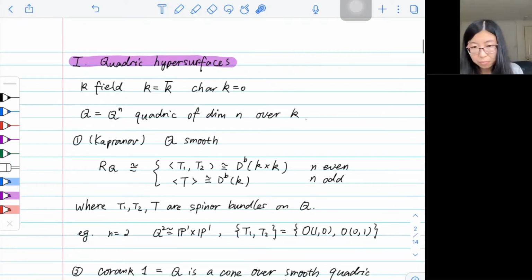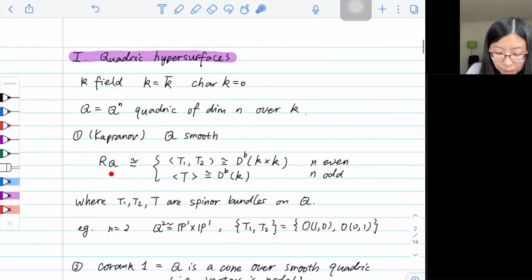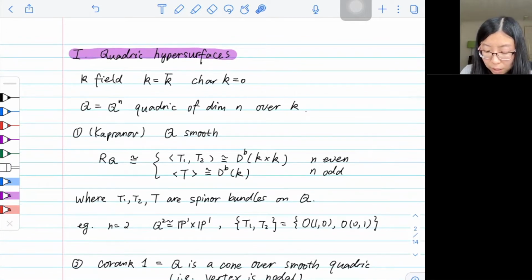So one of the first examples of semi-orthogonal decompositions is given by Kapranov for the smooth quadric hypersurface. In this case, the residual category depends on the parity of the dimension. When the dimension n is even, it will be generated by two objects, which are so-called exceptional. So they would be equivalent to D^b of the base field K.